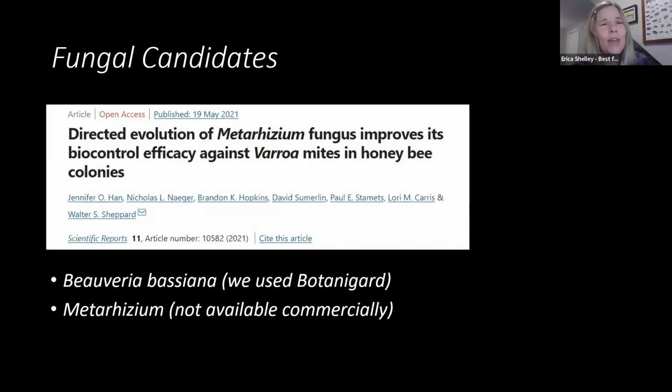And once we saw that paper come out, we realized that our Beauveria bassiana probably was not going to be super effective at controlling Varroa mites, but we could track it with bee vectoring. And if we found that it was being moved through the hive, that meant that we would be able to use another fungus, such as this Metarhizium, to control Varroa mites inside the hive.